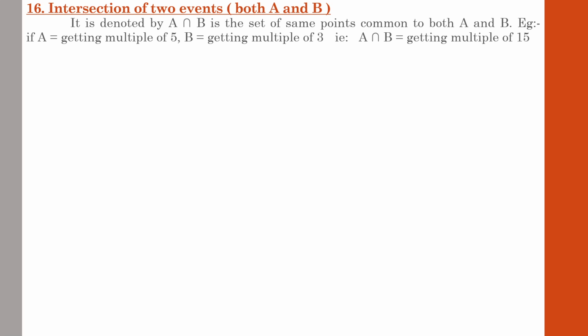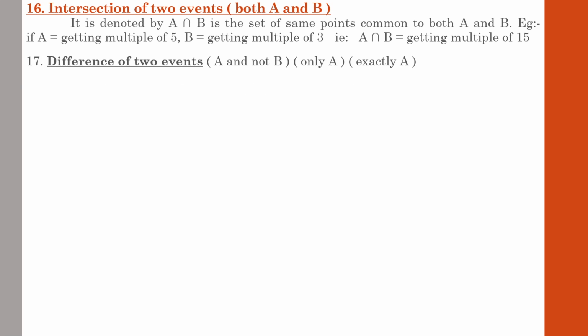Next one, difference of two events. I hope we have learned the same area previously. Difference between two sets is the other meaning of difference of two events. Usually we will be using the examples A and B. So difference of two events means, if you are studying A and B, A and not B, we can say like that. Or otherwise we can say difference of two sets means only A. Only means only one set. In another sense we can use the term exactly A.